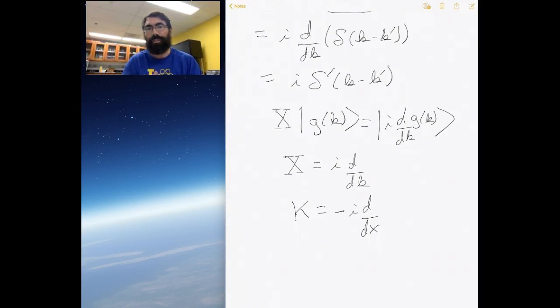It also means that it opens up for us the possibility of working in either position space or in this new k space. And pretty soon, in one of the upcoming videos, I'll explain to you what this k space really means physically.